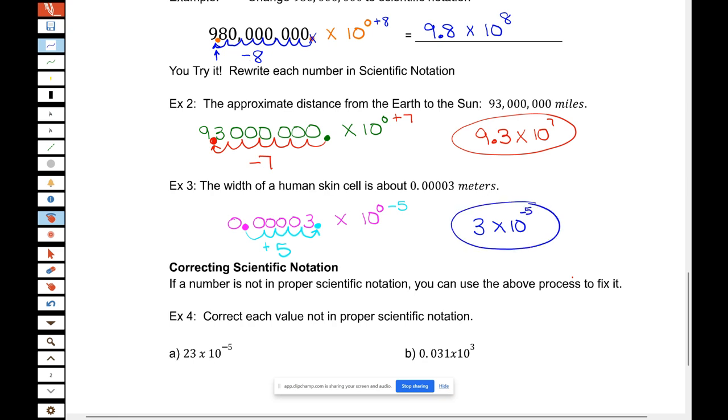You can always check your work because if I go back and I move this 7 spaces to the right to change the scientific notation to standard, I'll get back that original number. If I take this one and I move the decimal 5 spaces to the left, I will get back my original number. So it's a nice way to check your work.